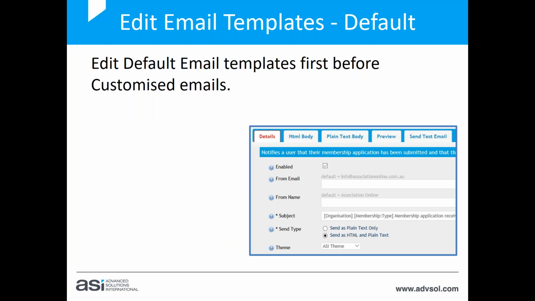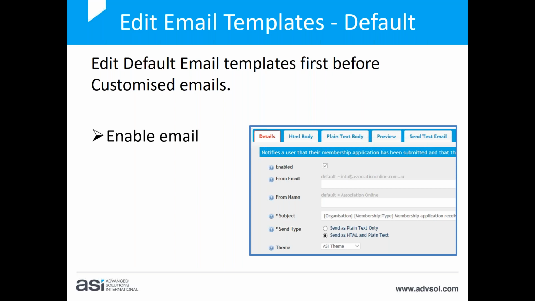Now we want to look at how we edit those. We're going to spend most of our time today on how to edit your email templates. To edit your email templates, the first thing you would do is edit your default templates before your customized emails. What I mean by that is that in the events and membership modules, you have some standard templates that you can use. They're called default emails. But those emails can be customized on a per membership or a per event basis as well. I'll look at the customized emails shortly, but we'll just start with the default ones.